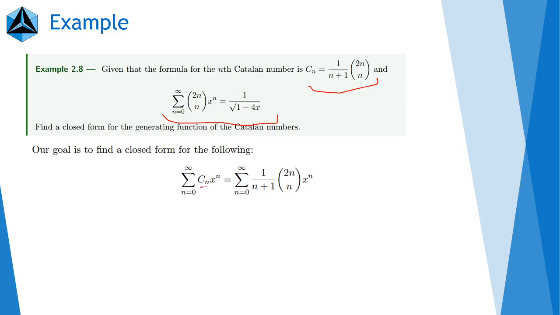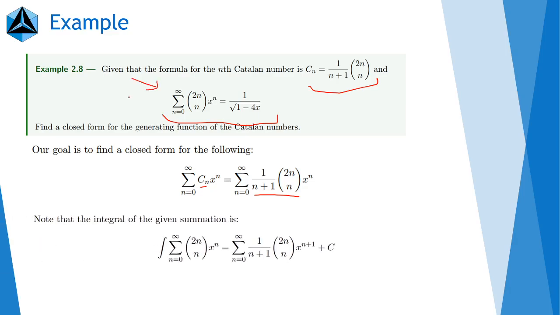Catalan numbers right here, which we can sub in with 1 over n plus 1, 2n choose n x to the n. And there is that variable in the denominator. That might mean that this could be an integral that could be taken of this power series. And so note that the integral of the given summation, being this one right here, is this summation.